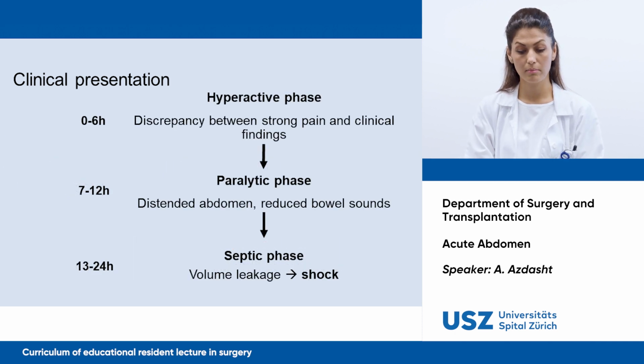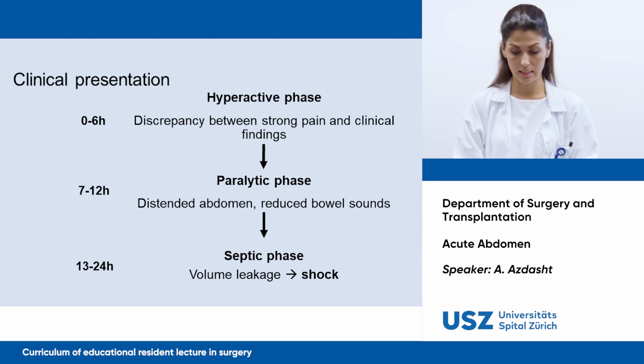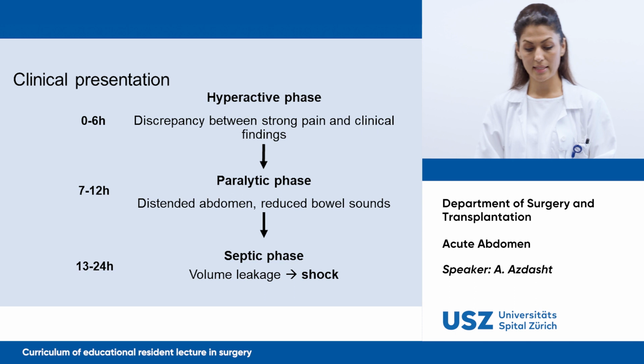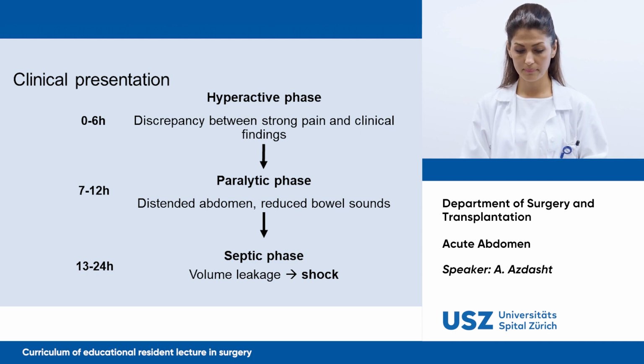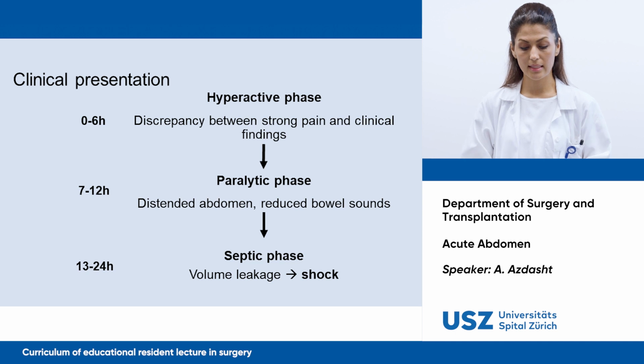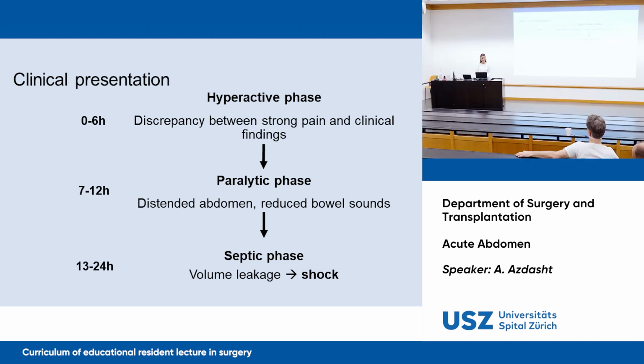Because this patient might be or will be in a hyperactive phase where you find this discrepancy between the pain and the clinical findings. It's within the first 6 hours, followed by the paralytic phase where the abdomen becomes more distended. You find reduced bowel sounds. In German, it's called the so-called Totenstille. And this ends in the septic phase with volume leakage and a threatening state of shock.